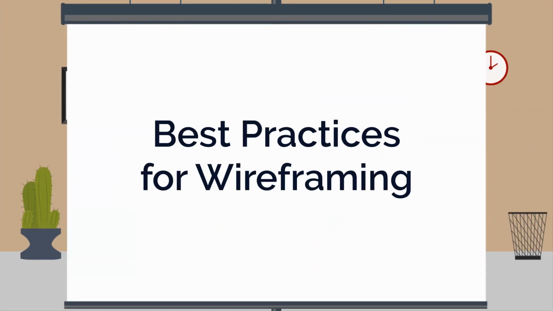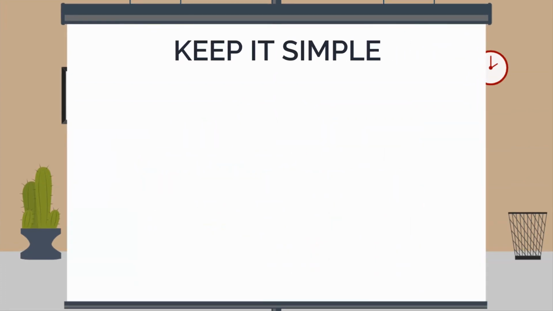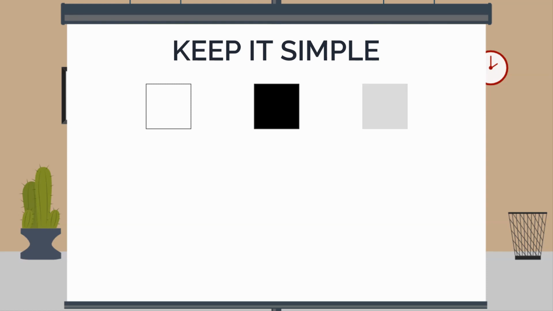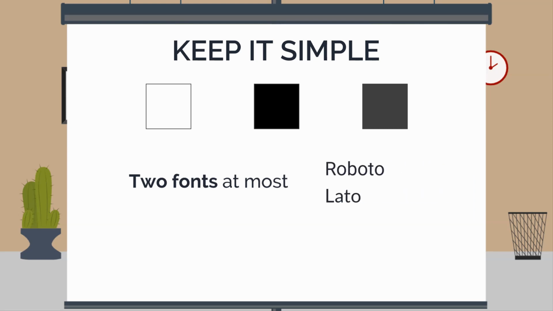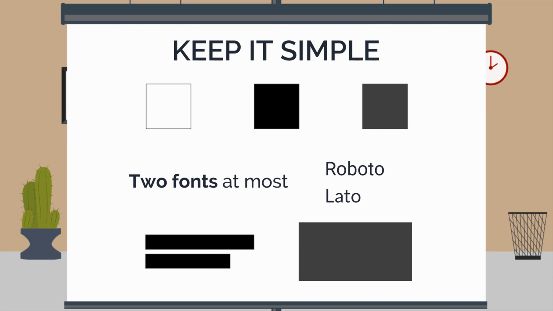Let's talk about the best practice of wireframing. So, the first rule here is about the aesthetics, and that is to keep it simple. I mean, really simple. You should not use any color other than white, black and gray. Use at most two fonts all over the design. And, of course, use a simple font like Roboto or Lato. Nothing fancy. Represent graphics and images with boxes.